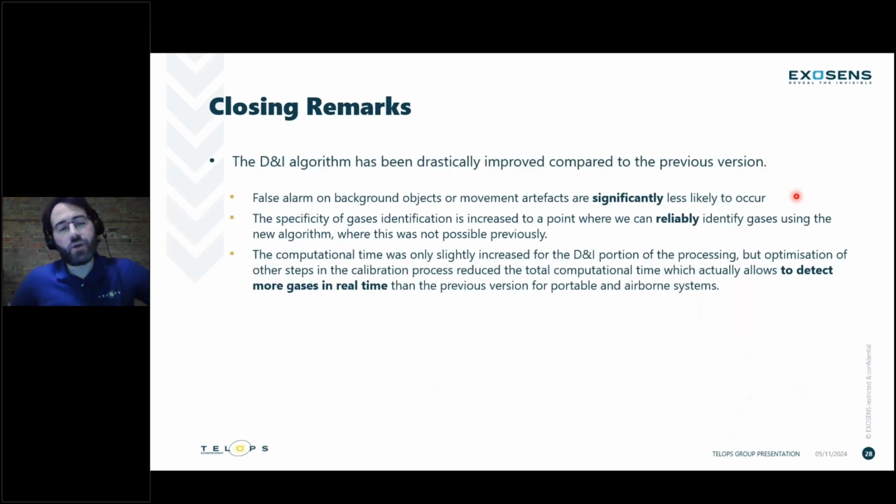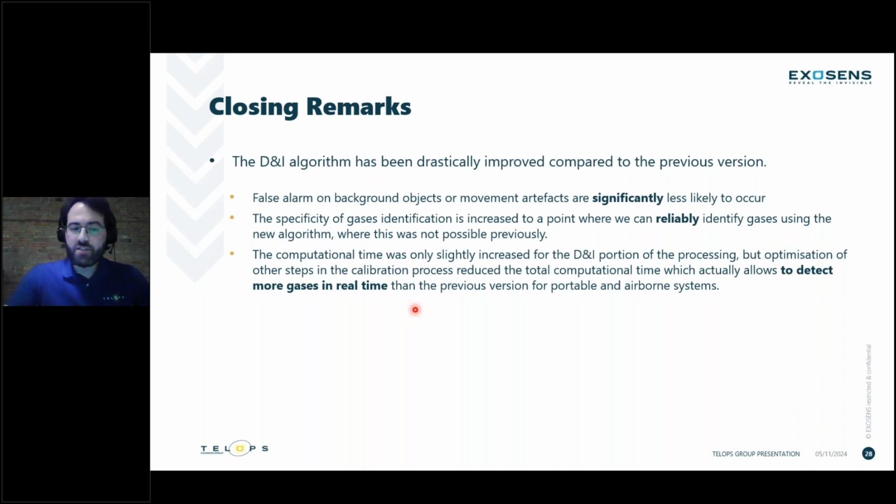So as closing remarks, that new DNI algorithm has really drastically improved compared to the previous one. The team has done an amazing feat of engineering, improving the algorithm. Those false alarms on background objects or for movement artifacts are significantly less likely to occur. And that specificity of gases identification is really greatly increased compared to before. And you can reliably identify those gases in your scene with the new algorithm.